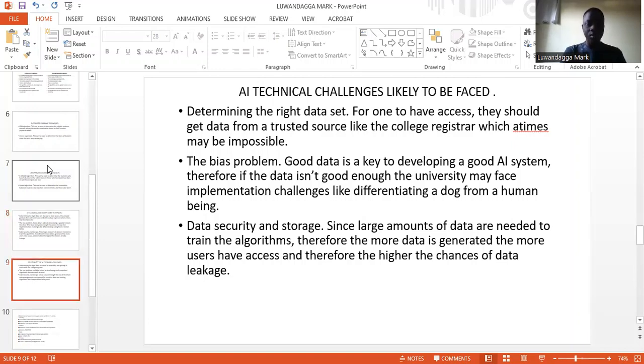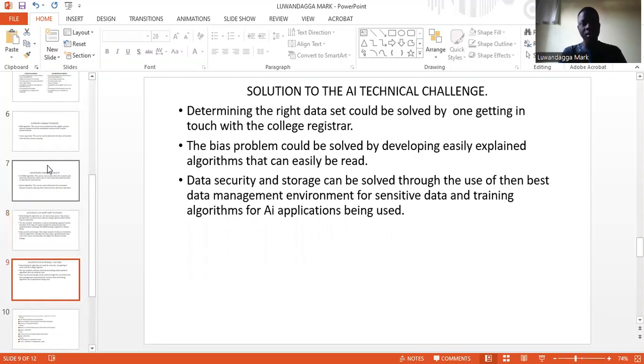So the next one is the solution to the AI challenges. Determining the right data set could be solved by getting in touch with the college registrar. One has to get information from the college registrar because you cannot get this data on your own. You cannot determine who paid the fees without accessing information from the college registrar. Then the bias problem could be solved by developing easily explained algorithms that can easily be read. I think that one is self-explanatory.